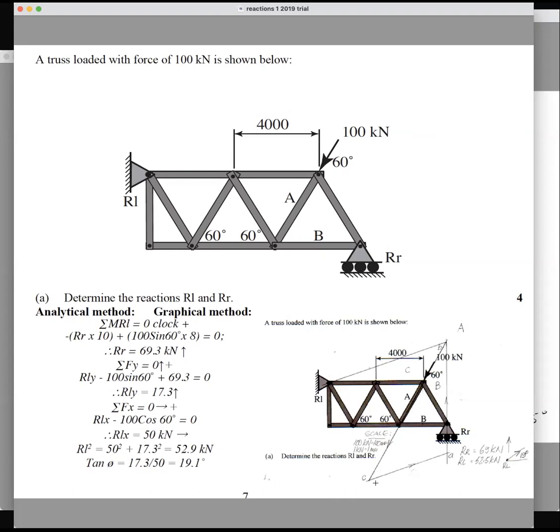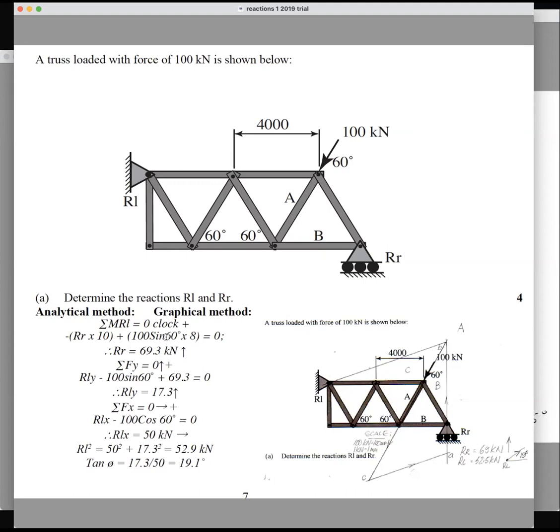And then you just measure this distance here, and that will give you the magnitude of RL. You measure that angle there, and that will give you the direction of RL, and you see that sense there, and that will give you the sense of RL. And this distance here, from there to there, that will give you the magnitude of RR that's going up.